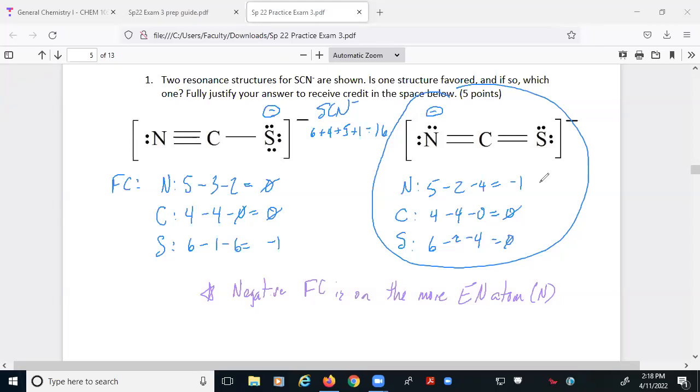Because the one on the left is valid. And if you draw a valid structure, you're going to get the majority of the points associated with the question. Now, if there happens to be a better structure available, yes, I'm looking for the best structure always. But if you draw a valid one and it just happens not to be the best one, that's okay. Again, you're going to get the majority of the points.